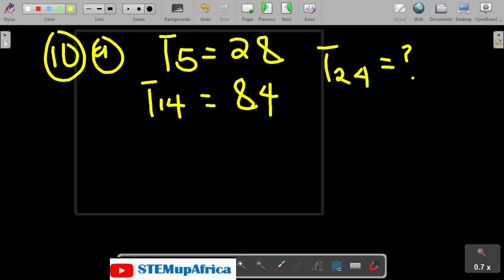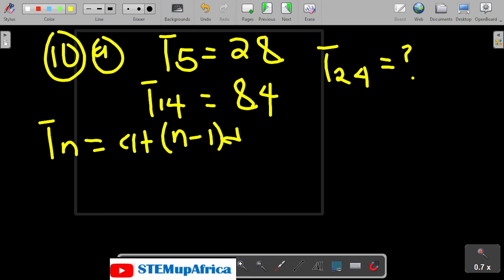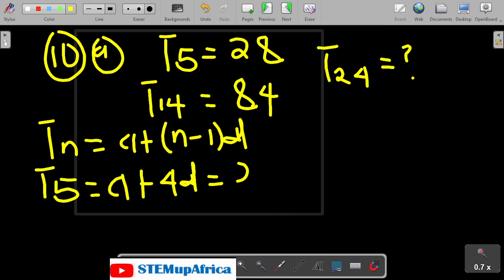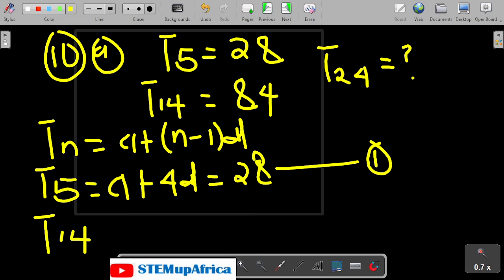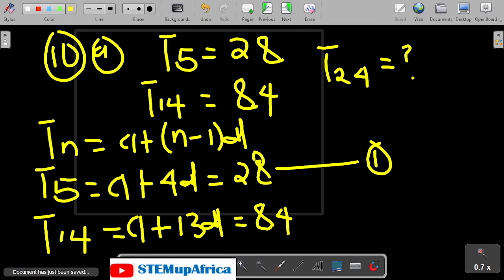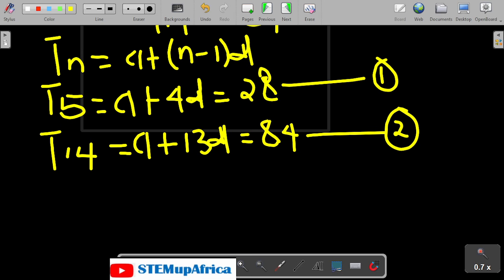So T24 is our question mark. So we know that Tn, the nth term of an AP, is a plus n minus 1 d, the formula for the nth term of an AP. So T5 will simply give us a plus 4d equals 28. Let's call it equation 1. Then T14 gives us a plus 13d equals 84, which is our equation 2. So to find d now, I will subtract equation 1 from 2. I'm having equation 2 minus equation 1.